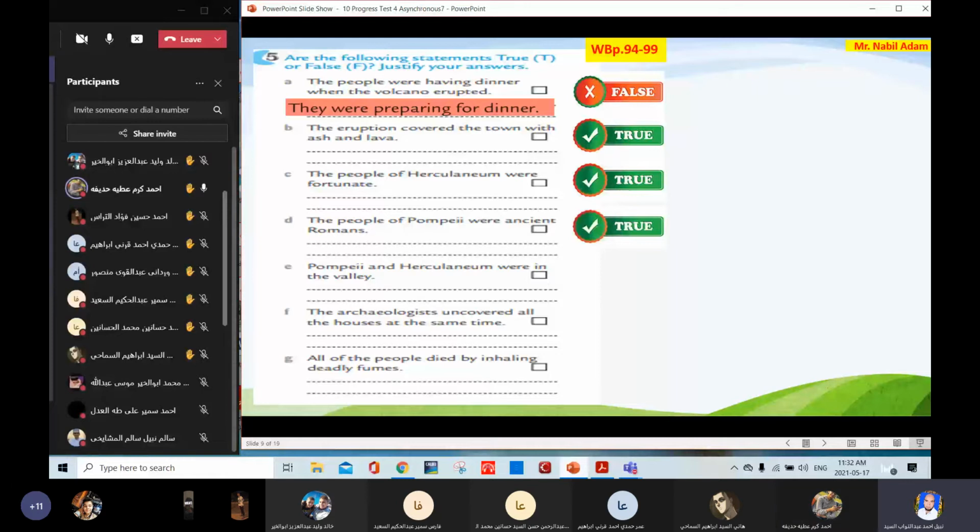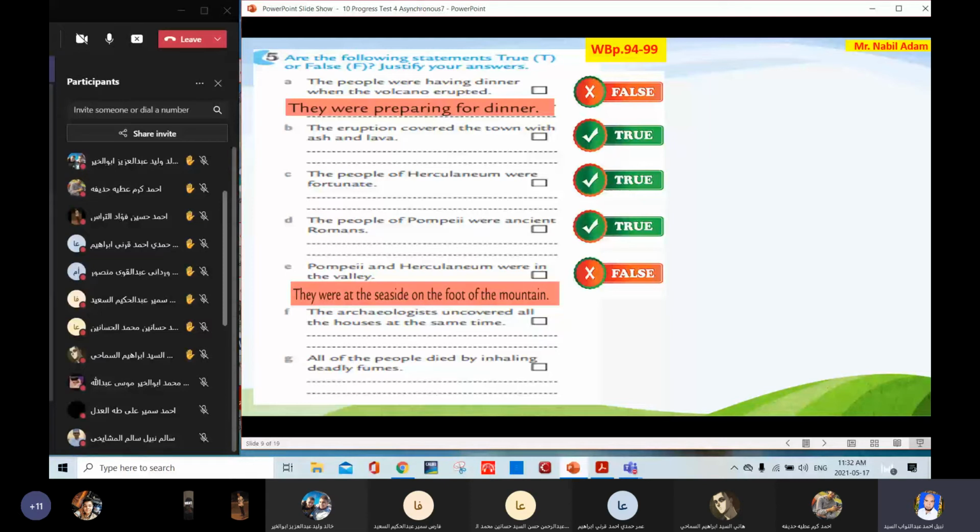Okay. Pompeii and Herculaneum were in the valley. True or false? Valley يعني الوادي. المدينتين دول كانوا في وادي في منطقة منخفضة. Khaled Walid, true or false? False, because they were at the seaside on the foot of the mountain. Yes. يبقى كانوا على ساحل البحر، في أسفل الجبل, on the foot of the mountain. So where were they exactly? They were at the seaside, on the foot of the mountain, في أسفل الجبل. They were not in the valley.